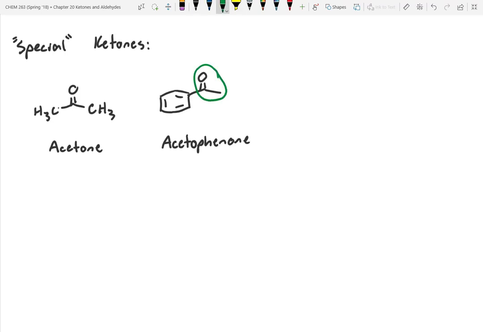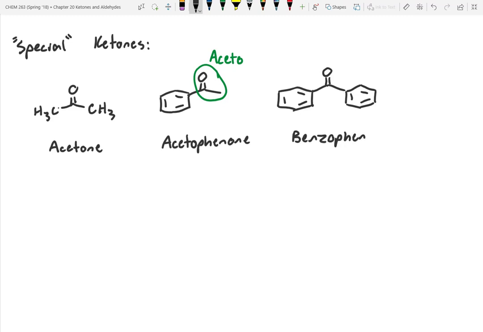And if you remember, we've got an aceto group. So just like the previous name that we saw, anytime you see AC, you should think of a methyl ketone. The last one that we've got is pretty similar. I think some of you had this as your unknown for the NMR lab last term. Does anybody remember what it was called if you had this as your unknown? It's called benzophenone. So these are a handful of special ketones that you may run into.